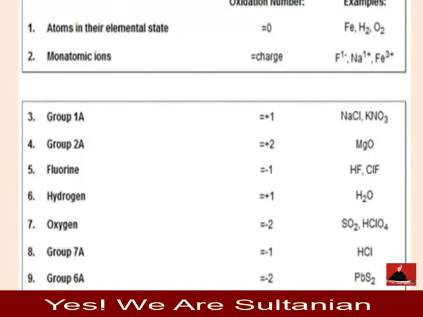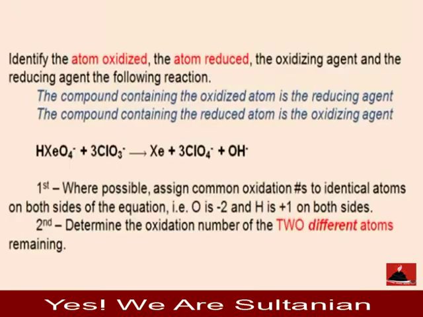It's important to have handy a chart or a table similar to the one on the screen, which gives you common oxidation numbers. To begin, assign common oxidation numbers to identical atoms on both sides of the equation.